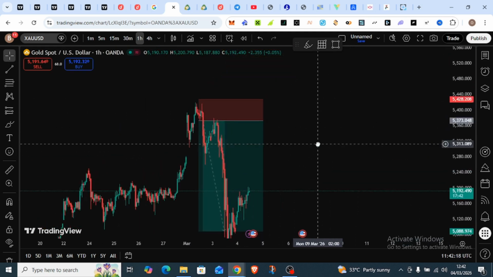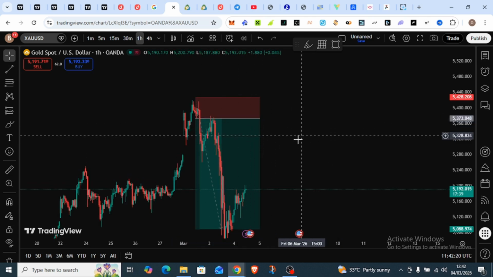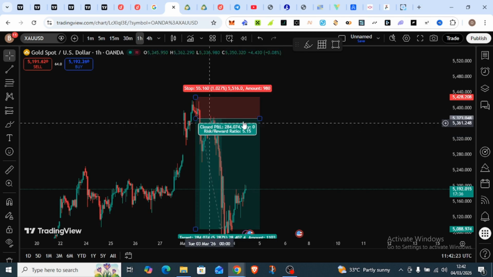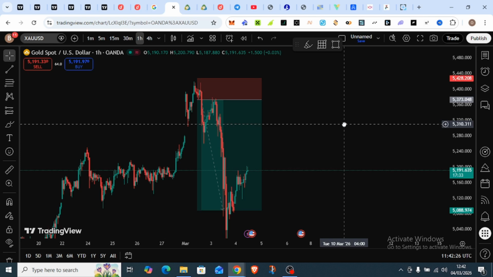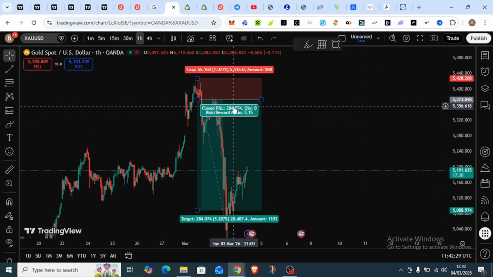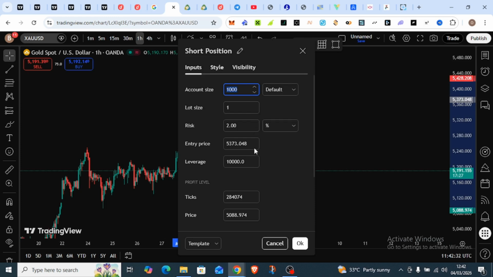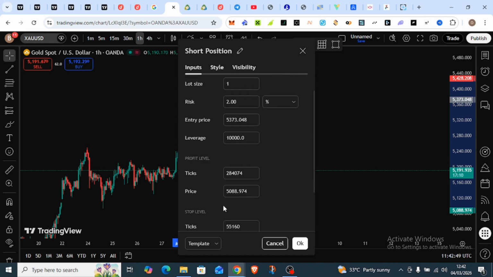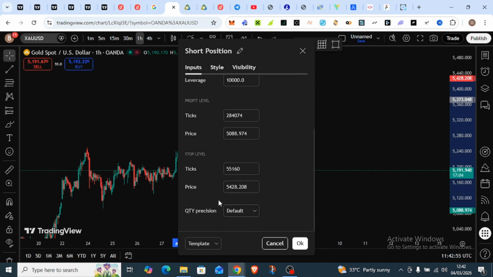Assuming we enter this trade here for XAUUSD, if this is our sell setup, and let me open up the TradingView details. We have our entry point as 5,373.048, our take profit at 5,088.974 and stop loss at 5,428.208.